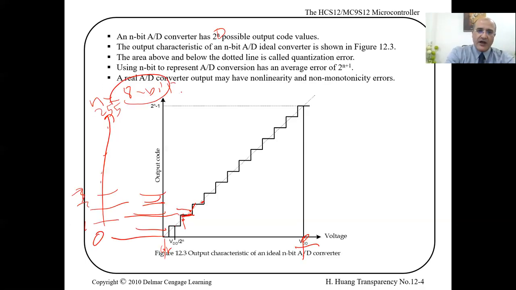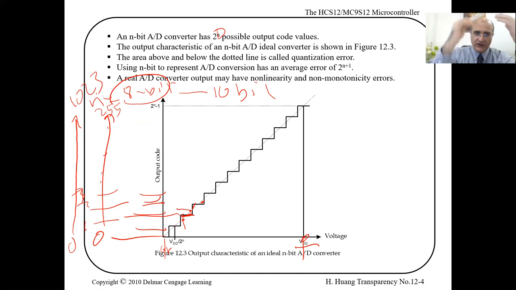What if I used 10 bit? I'll be able to represent it using a code from 0 to 1023, 2 to the 10 minus 1. Then I'll have 1023 codes representing the same voltage range, which means smaller voltage ranges represented by a code, right?